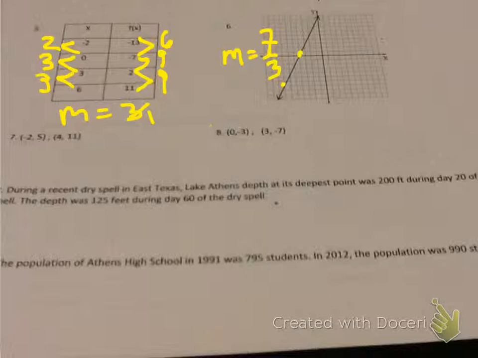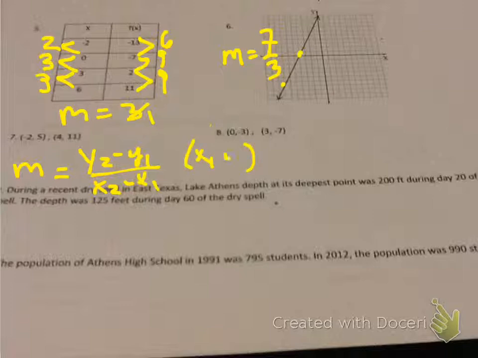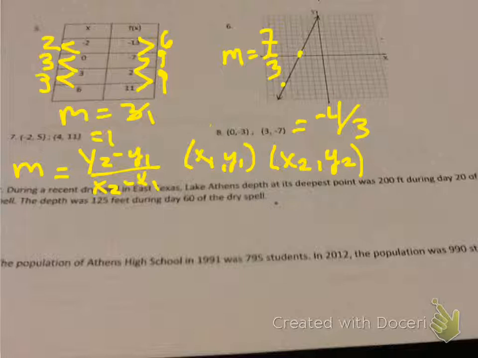Okay, so for 7 and 8, we use a formula: y2 minus y1 over x2 minus x1. I would probably put that into my note card, and make note that when you see 2 points, the first one you see is your x1, y1, and the second one you see is your x2, y2. If you follow those along, the answer for this one would be 1, and the answer for this one is -4/3. But I've already gone over that in class. If you do still have questions on that, be sure to come by my room for tutoring, and I can answer that question.